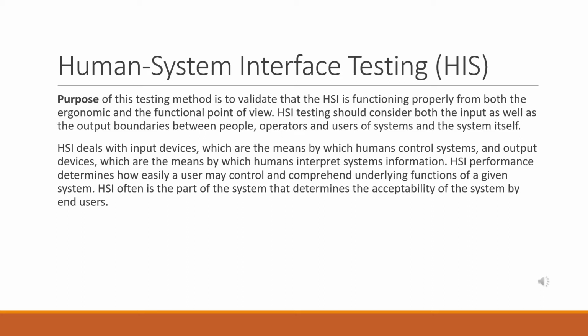HSI testing should consider both the input as well as the output boundaries between people, operators, and users of systems and the system itself. HSI deals with input devices, which are how humans control systems, and output devices, which are how humans interpret systems information. HSI performance determines how easily a user may control and comprehend underlying functions of a given system. HSI often is the part of the system that determines the acceptability of the system by end users.